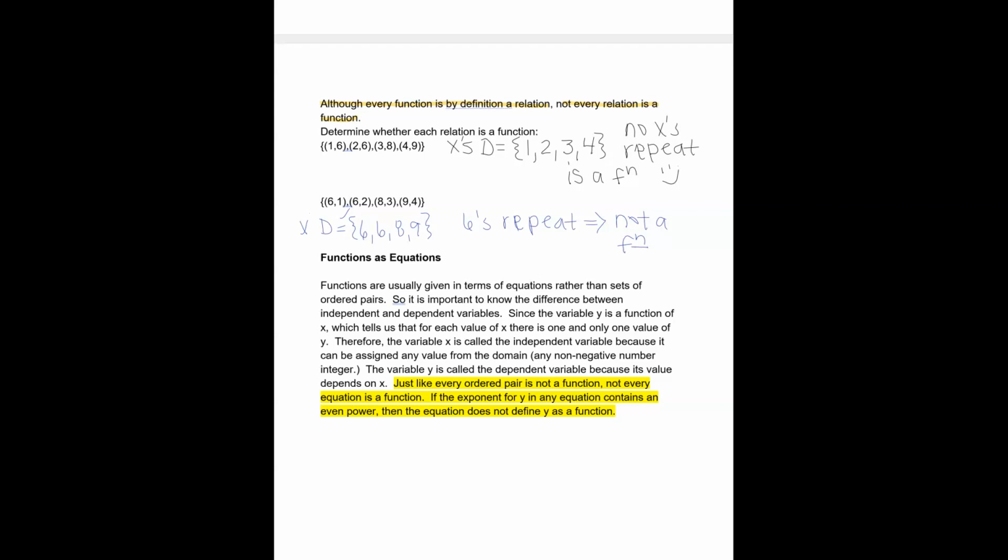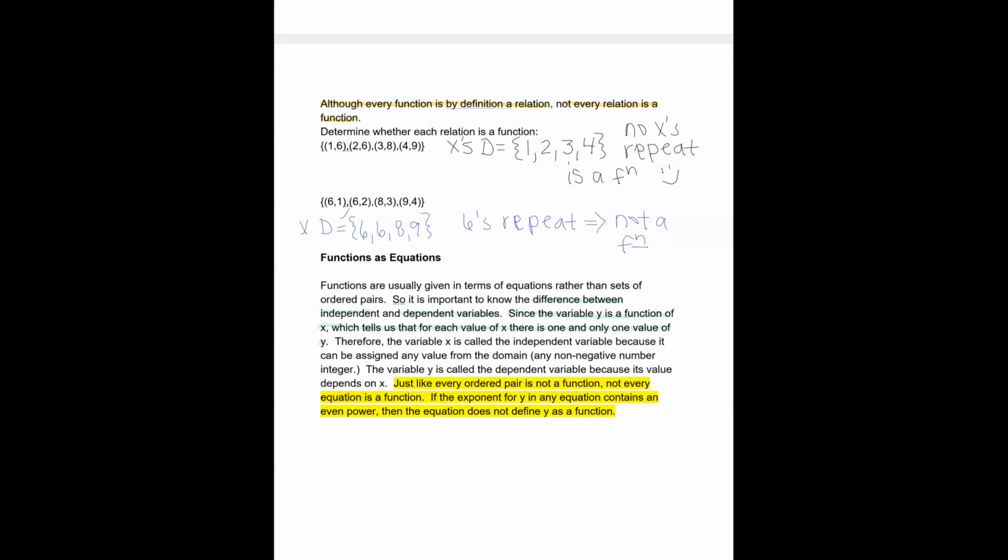Okay, here we go. Let's talk about functions as equations. Functions are usually given in terms of equations rather than sets of ordered pairs. Very seldom in college algebra do we just run into a bunch of ordered pairs. So it is important to know the difference between independent and dependent variables. Since the variable y is a function of x, for each value of x, there is one and only one value of y. That's what we just learned to be a function.